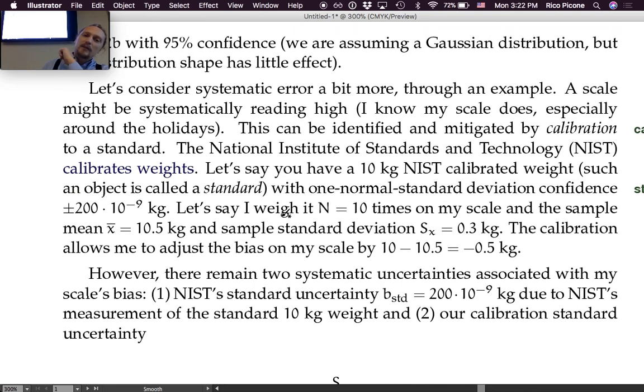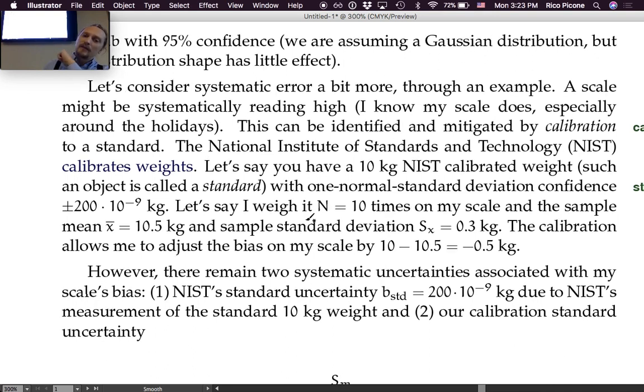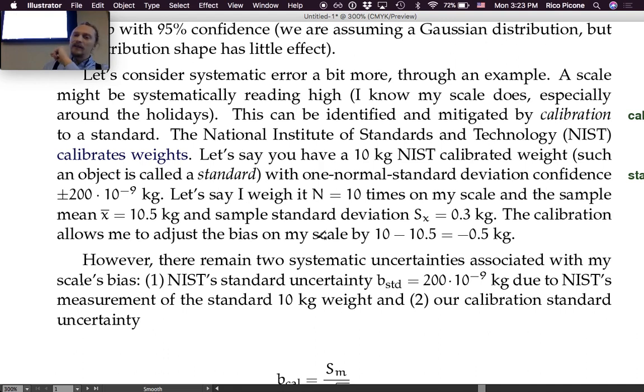All right. So this can be identified and mitigated by calibration to a standard. NIST calibrates weights. We talked about that. Let's say you have a 10 kilogram NIST calibrated weight. Such an object that you use to calibrate things is called a standard, with one normal standard deviation confidence plus or minus 200 times 10 to the minus 9 kilograms.